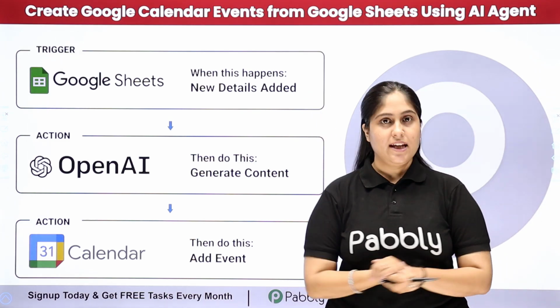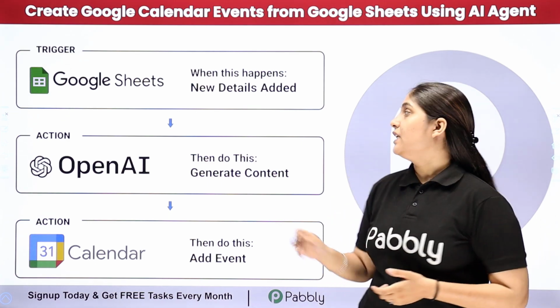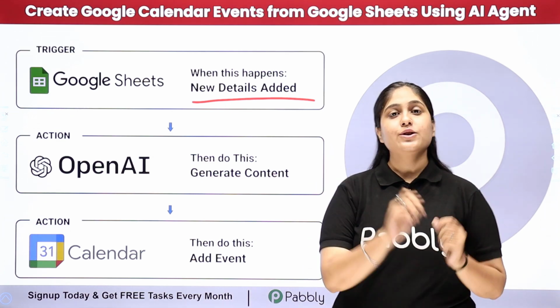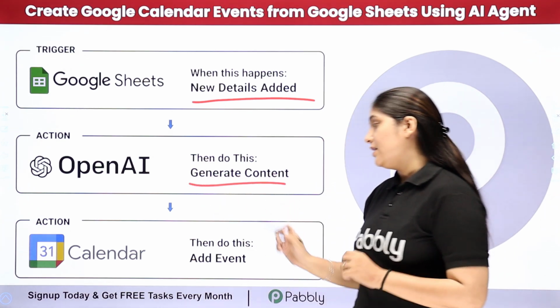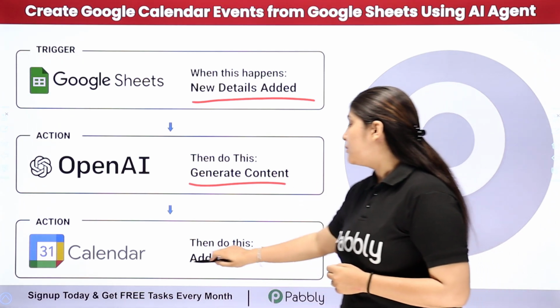In this video, we are going to understand how to create Google Calendar events from Google Sheets using an AI agent. As an event manager, my objective is that whenever I add a new detail in my Google Sheets, OpenAI should automatically generate the description for that event using the details. And after generating the description, that event should automatically be scheduled in my Google Calendar.